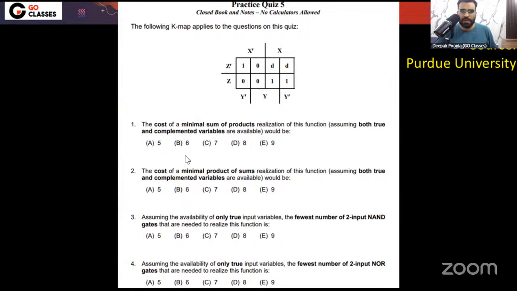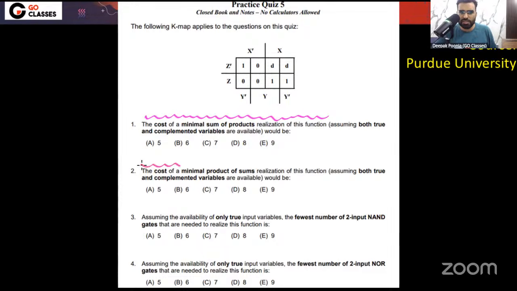One thing I want to know: what is the meaning of the cost of minimal sum of product realization of this function? Tell me. Question number 1 is asking the cost of minimal SOP realization of this function where both true and complemented variables are available. Means complemented variables are directly available. You don't have to generate them. You don't need an inverter to generate complemented variables. Both true and complemented variables are already available.